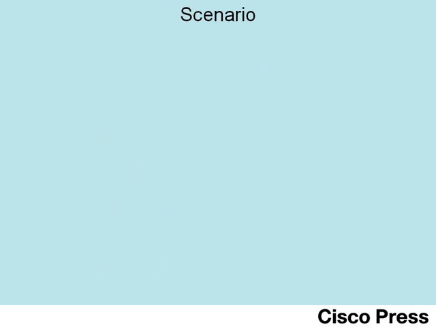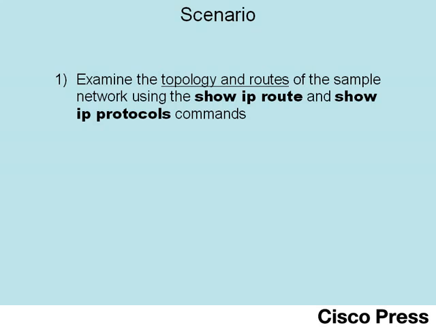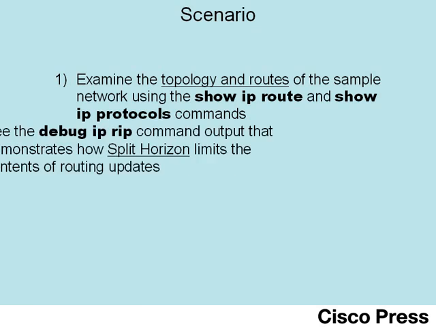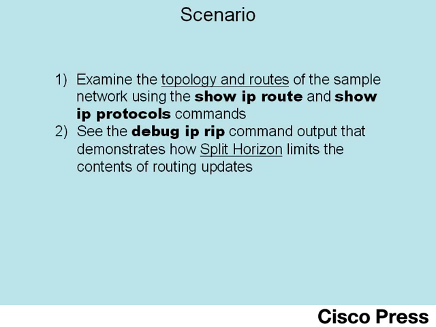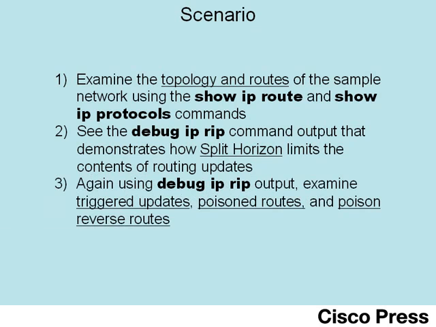This relatively long lab uses three main scenario steps. In the first step, you'll take a look at the topology of a particular network and understand what routes should be seen in that network. Step 2 demonstrates how split horizon works by looking at the output of the debug IP RIP command. Step 3 again uses the debug IP RIP command, in this case showing how triggered updates, poisoned routes, and poison reverse routes work.